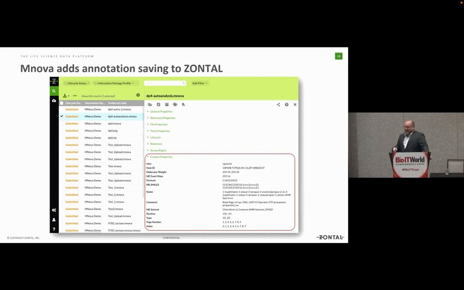So when you have information that not necessarily needs to be in all systems, but you need your system of record, ZONTAL in this case, to have this information, to know there is a certain gene name in an analysis, or a compound identifier that is stored in another system, we pull that in, and this is all adding to the metadata of that file.